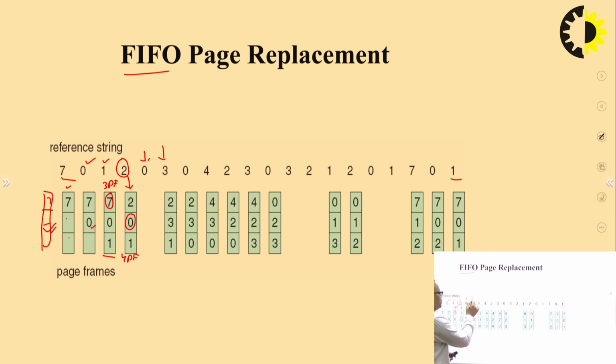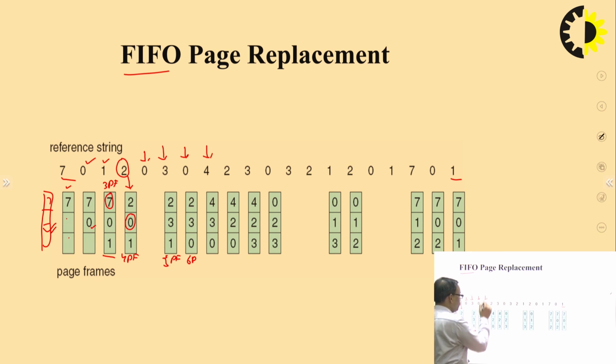Next, again refer to the 3. There is no free frame, and 3 is not available in main memory, so the page fault will be 5. Now 0 will be selected for the replacement, because among 2, 0 and 1, 2 is inserted first. So 3 will be inserted here. Now next is the 0. Again, in this situation 0 is not available, so a page fault occurs. So the page fault value is 6. 1 is inserted first, so 0 will be inserted at this place.